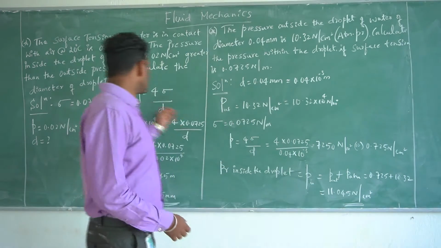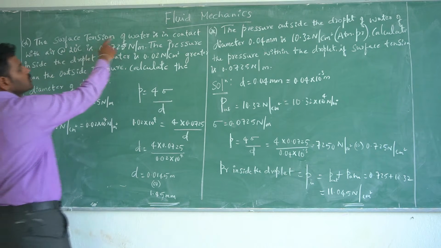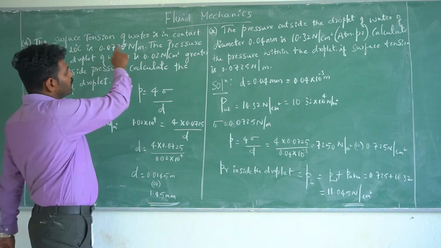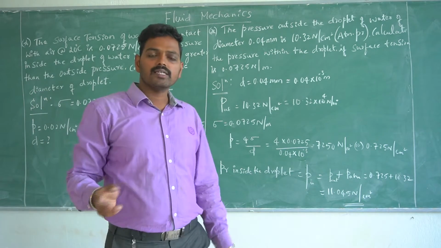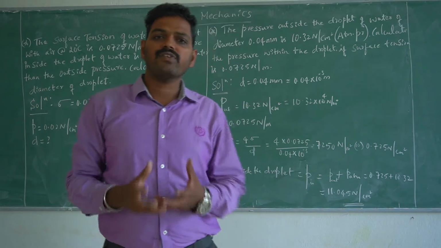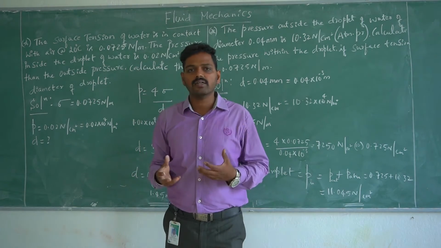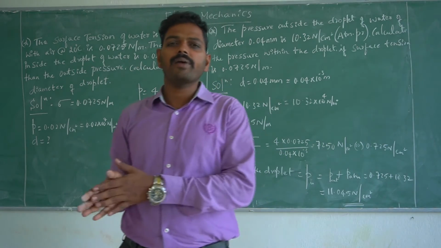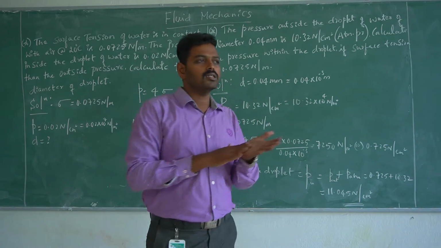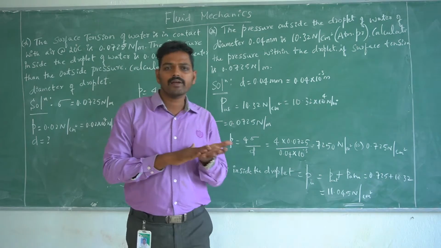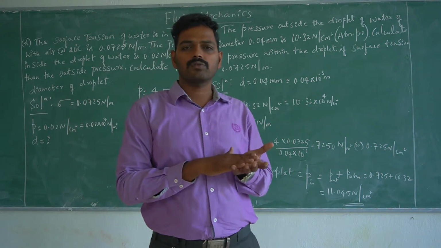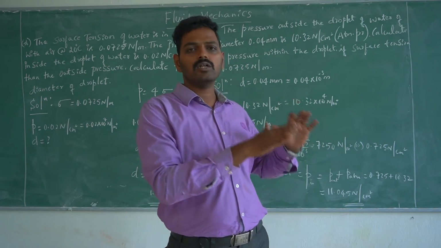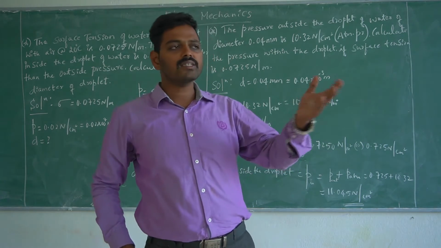For the first numerical, we can see here the surface tension of water in contact with air at 20 degrees Celsius. It is nothing but the surface tension definition itself: when two immiscible fluids are in contact, the surface of the fluid layer acts under tensile force, under tension. That's why that membrane works as a tensional force. So we'll say that is the surface having the surface tension.